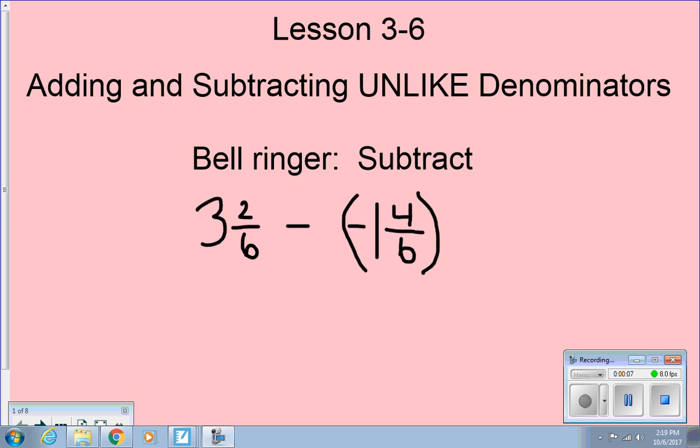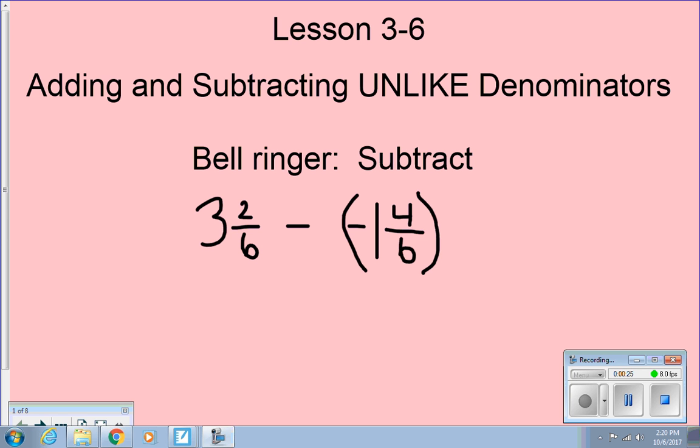Yep, so today is lesson 3-6, adding and subtracting fractions with unlike denominators. So we're going to have to change some denominators today, and we're going to go over how to do that again, because some of us need that help. But I would like to talk about the spell ringer, because this is what you did for me yesterday.